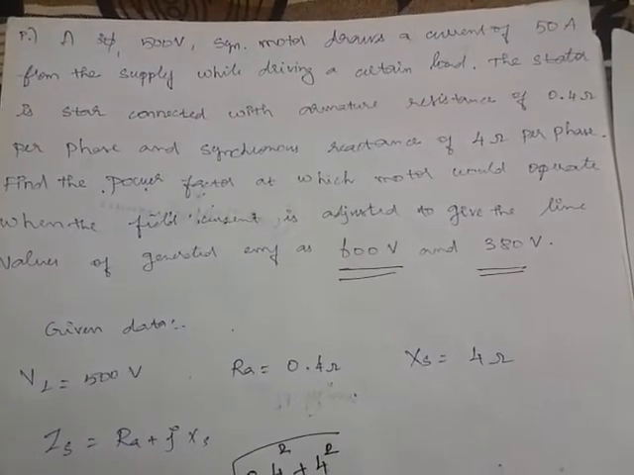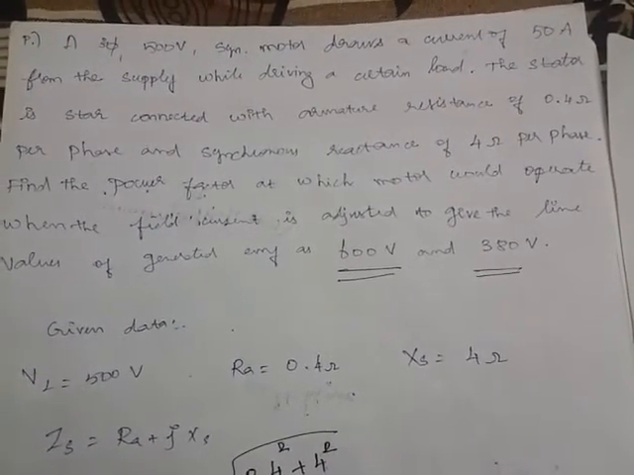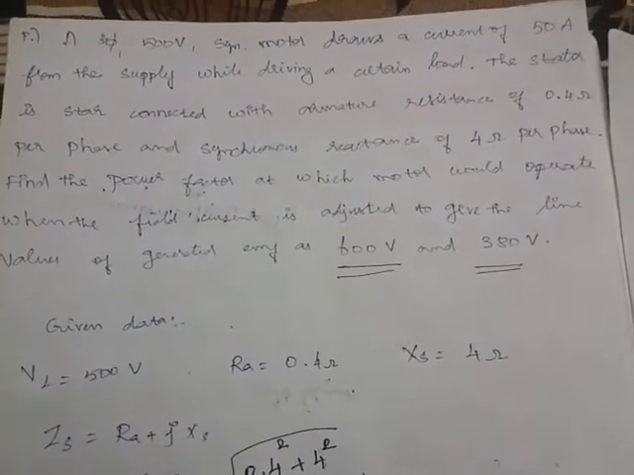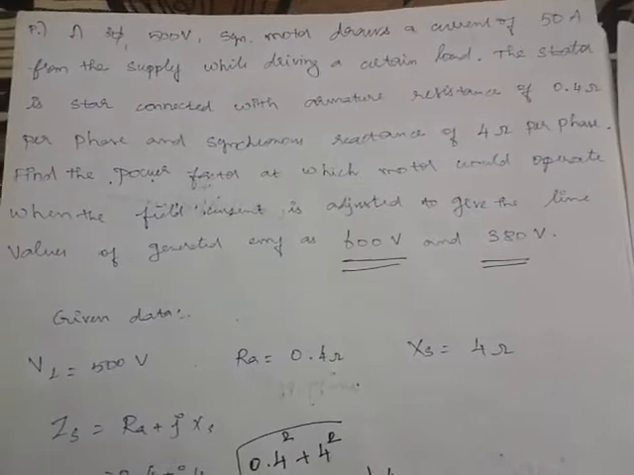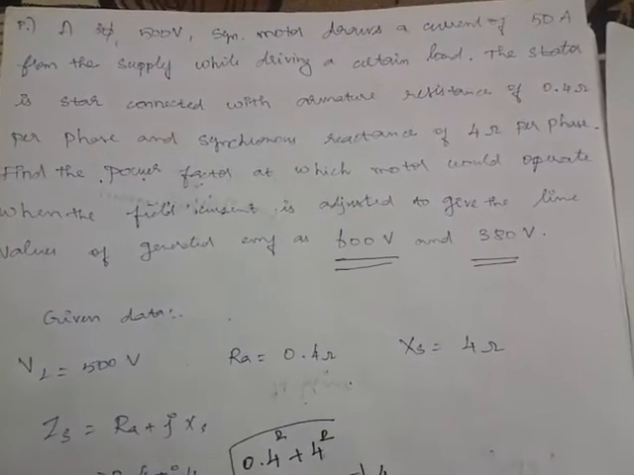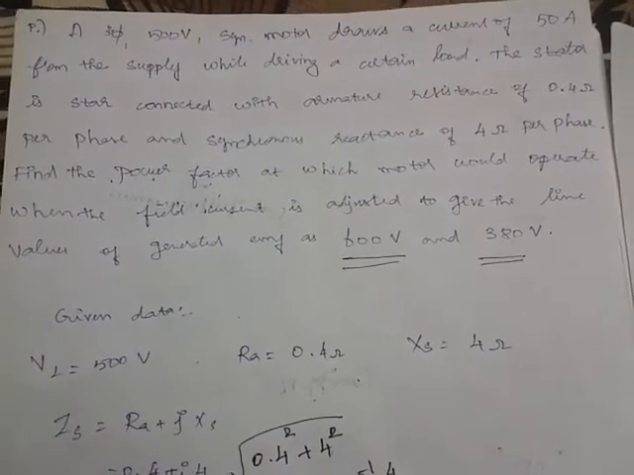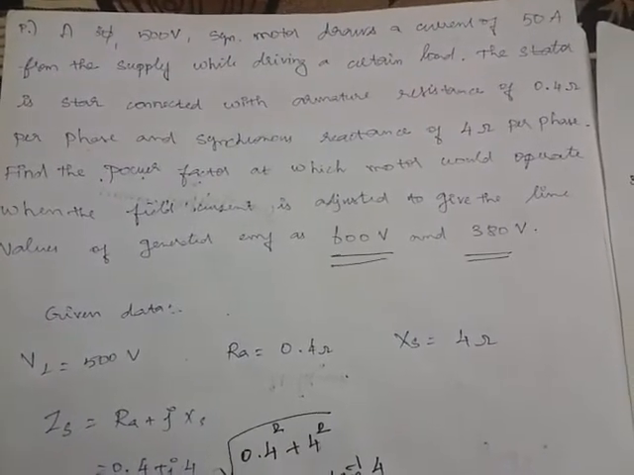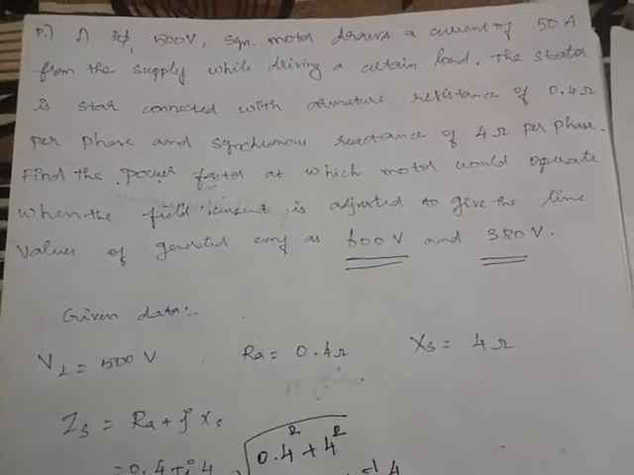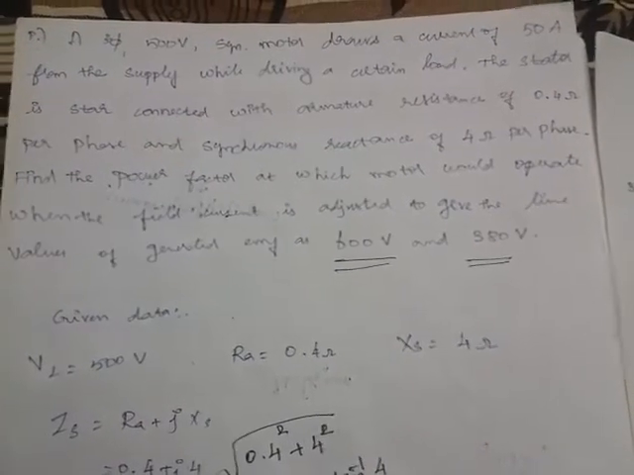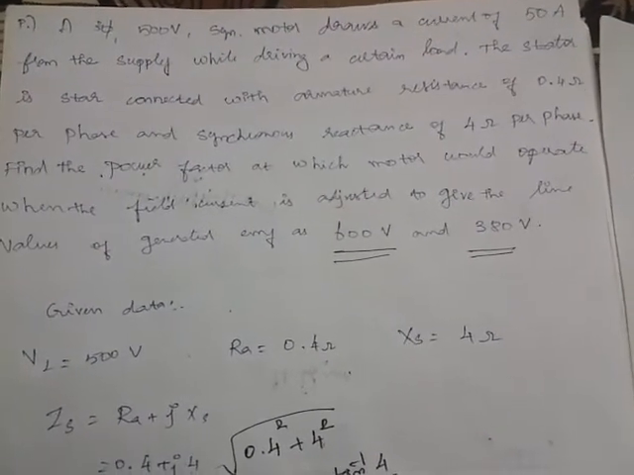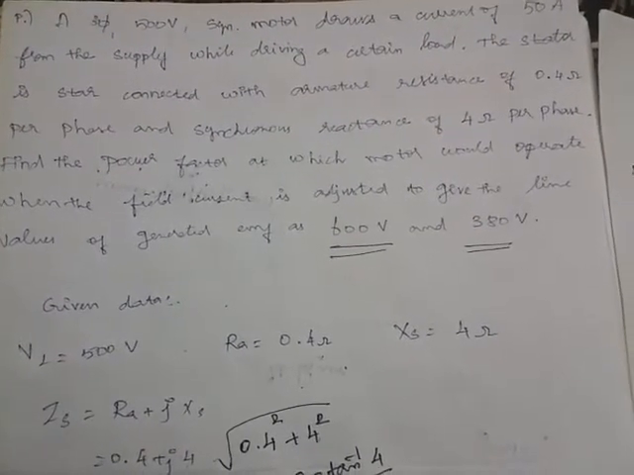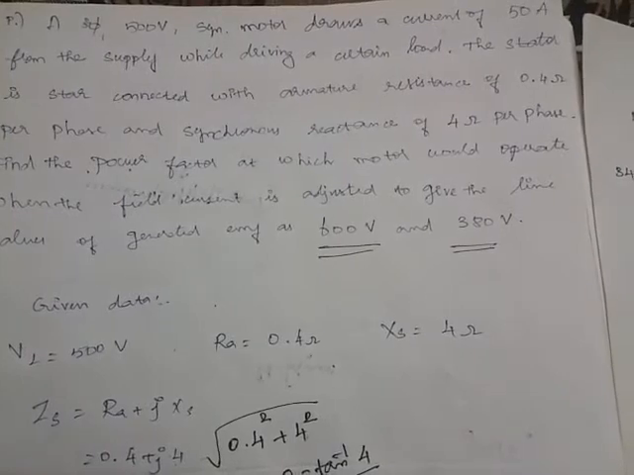The data is given as the armature resistance 0.4 ohms per phase and synchronous reactance of 4 ohms per phase. The question is to find the power factor at which the motor would operate when the field current is adjusted to give the line value of generated EMF as 600 volt and 380 volt. Generated EMF means back EMF EB. So in this given problem, the back EMF value is given, that is generated EMF as 600 volt.